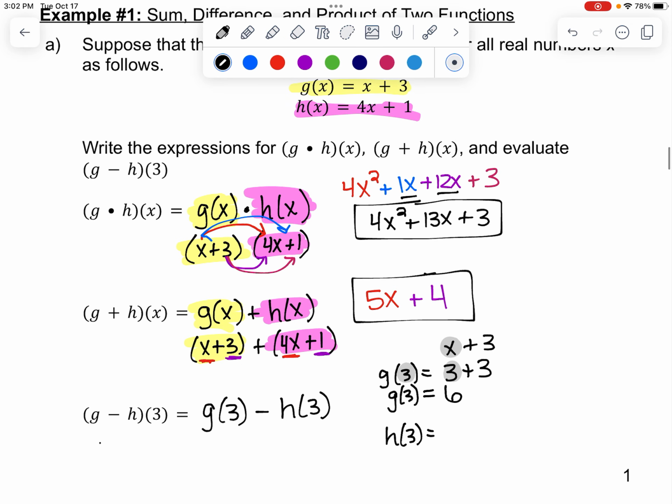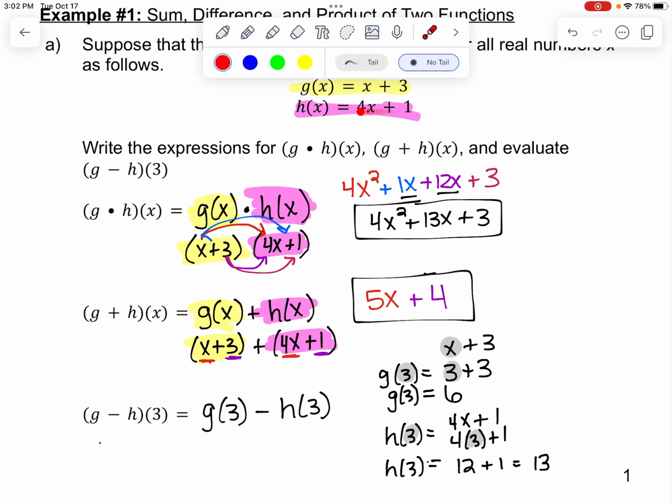Then I'll do the same thing with h. So h started out as 4x plus 1, and I'm substituting 3 in for x. 4 times 3 is 12. 12 plus 1 is 13. So again, you took the 3 and you substituted it in to the function that they gave us.